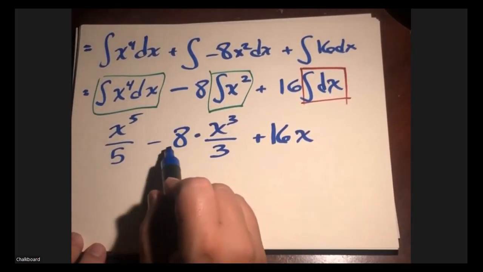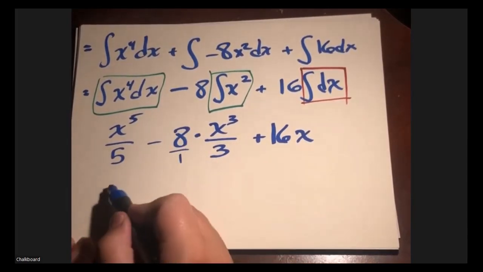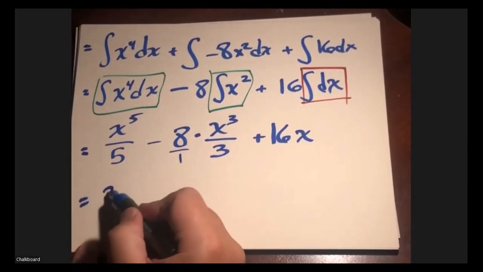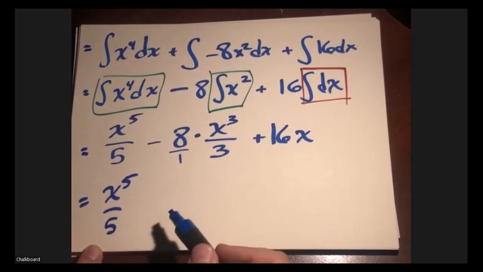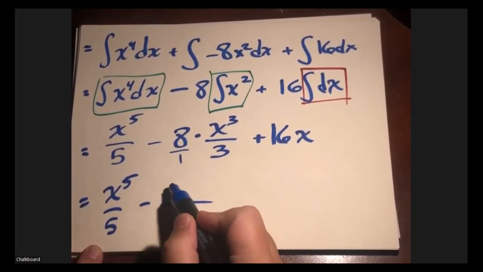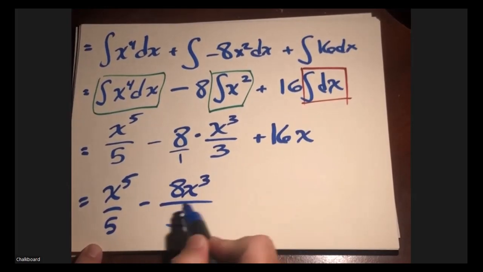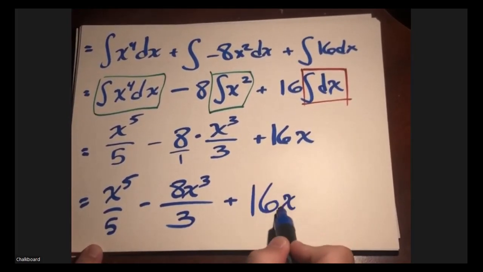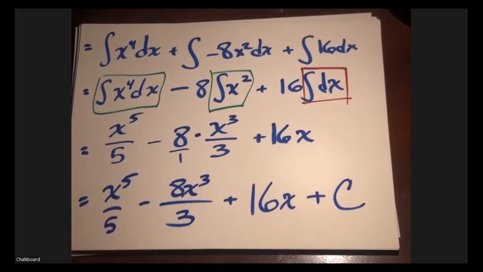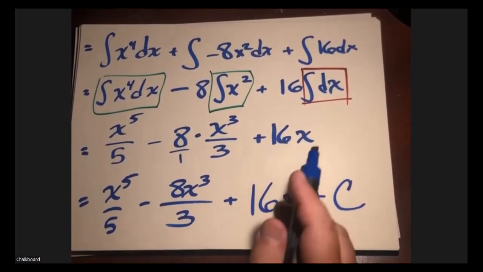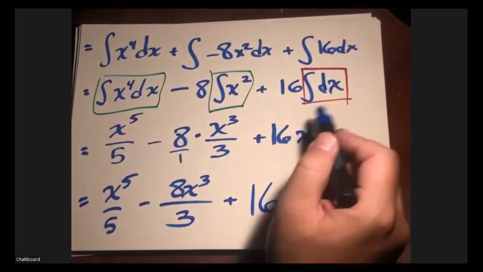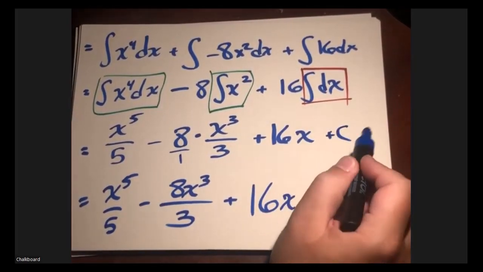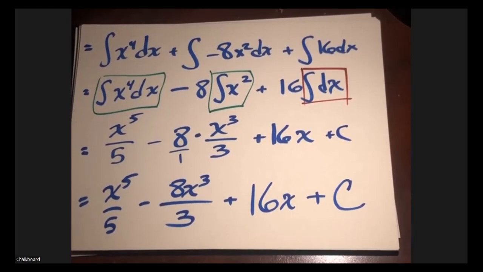Simplify a little bit, it might be better to put this over 1 and put these together. Final answer looking like this: x to the fifth over 5 minus 8x cubed over 3 plus 16x, and then of course don't forget at the very end your plus c. You can put the plus c in throughout as you go, or you could put it in at the end, but just make sure your final answer has plus c. All right. And so that was example 6 for you guys. Let's take a look now at what's next in our lesson.